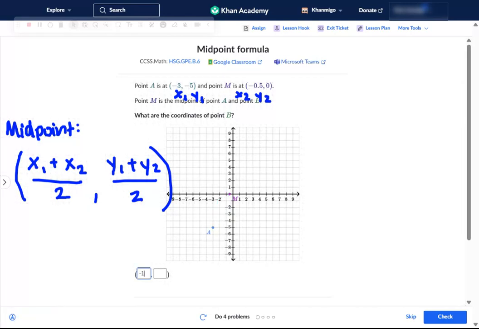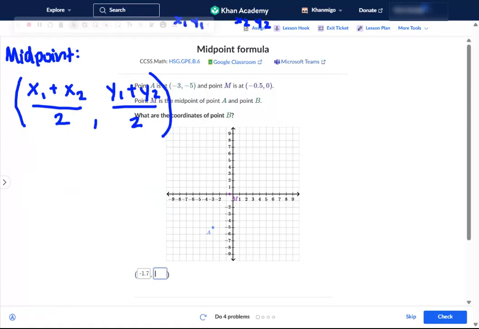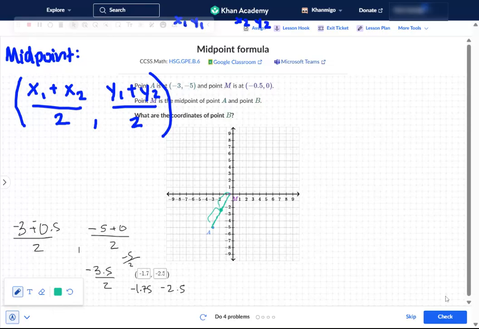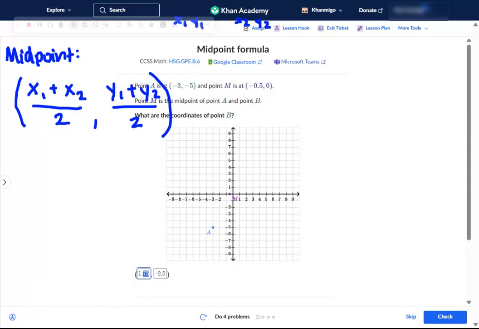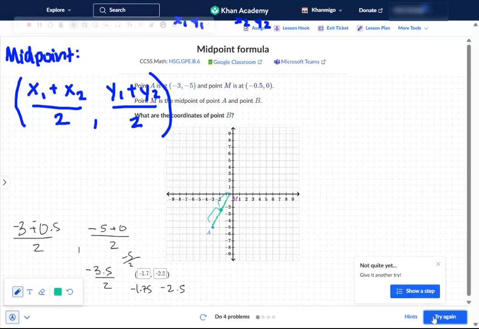-1.75, and -2.5. I don't know, everything jumped up, but there we go. Yep. Is that a 5 too? 0.75. Yeah, 0.75. Okay. Check. Oh no, not quite. Let's see, what did I miss? Dun dun dun. Okay, let's check.